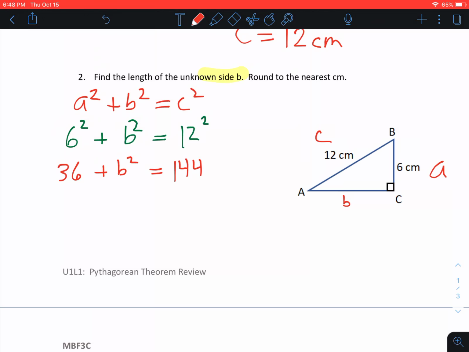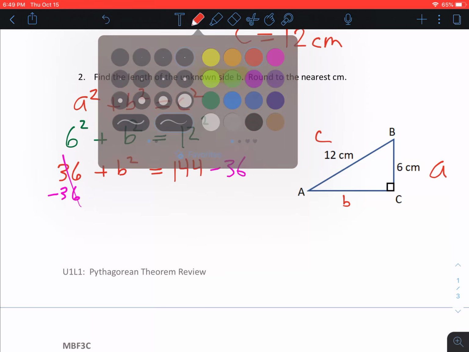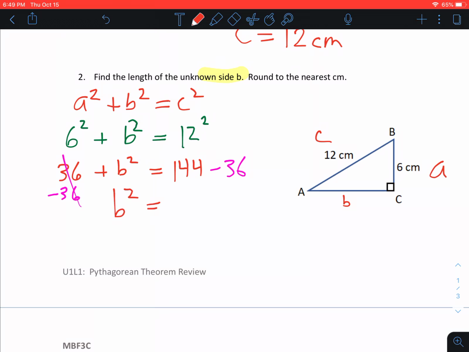And if I do that, then we will have B squared by itself on the left. So I'm just going to write minus 36 on both sides here. Okay, and on the left hand side, if we do 36 minus 36, that's just going to give us 0. So I will be left with B squared is equal to 144 minus 36. So I use a calculator to figure out 144 minus 36 is equal to 108.